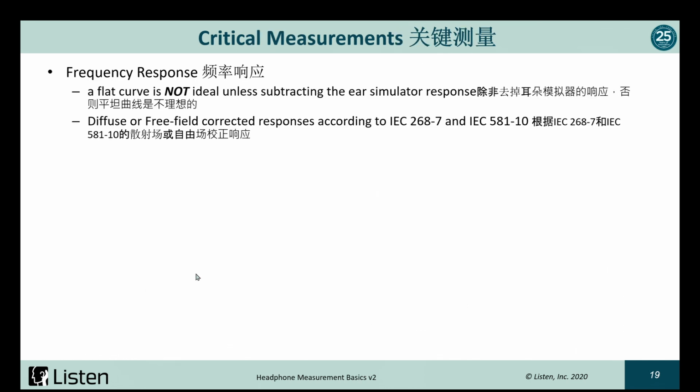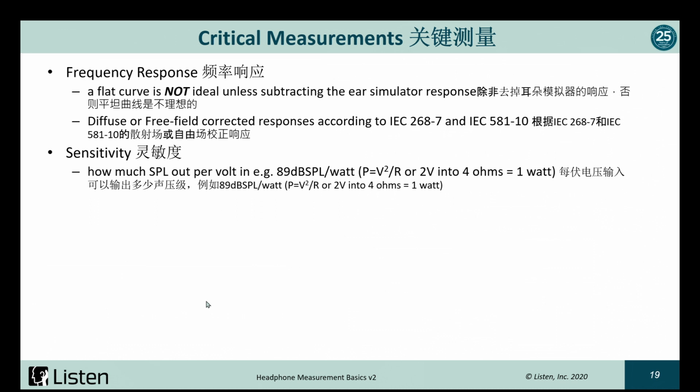So what are the critical measurements to make? So certainly frequency response, probably the best overall indicator of whether the earphones are working properly. Unlike loudspeakers though, a flat curve is not ideal unless you're subtracting out the ear simulator response. I'll talk about that in a moment. There are typically 2 well-known responses for ear simulators: diffuse or free field corrected responses, and those are standardized. I'll show you those in a moment.